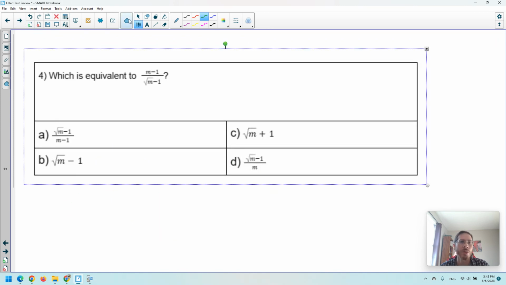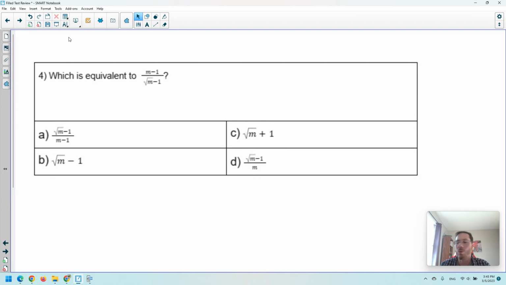For 4, we have to find out which is equivalent to m minus 1 over square root of m minus 1. So this one's a little bit odd. If we were just looking at that one, first thing we would say is, all right, this is like a regular division problem. For division problems, the goal is to get the radical out of the denominator. None of these have a radical in the denominator, so I can't get rid of any of the choices right away. But to do that, I'd multiply by the conjugate. So square root of m plus 1 over square root of m plus 1.